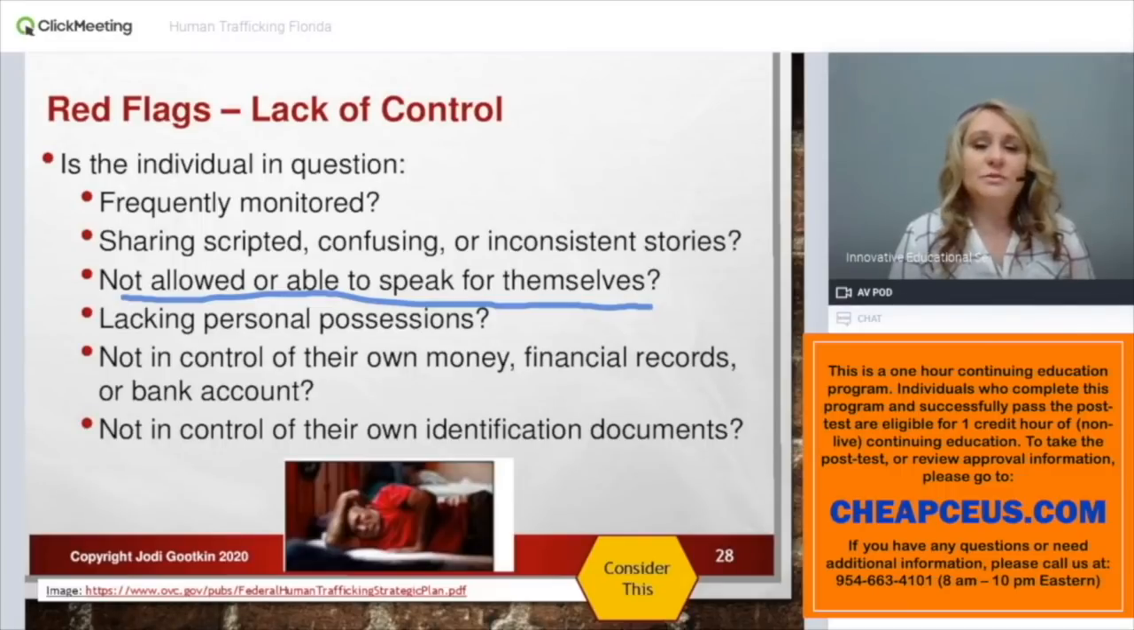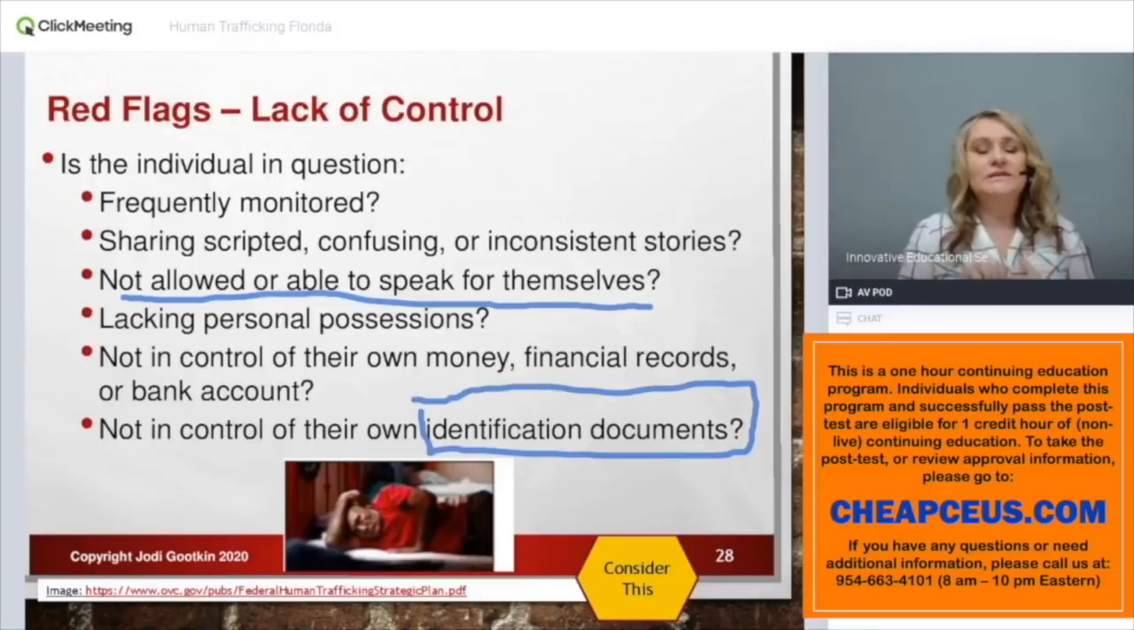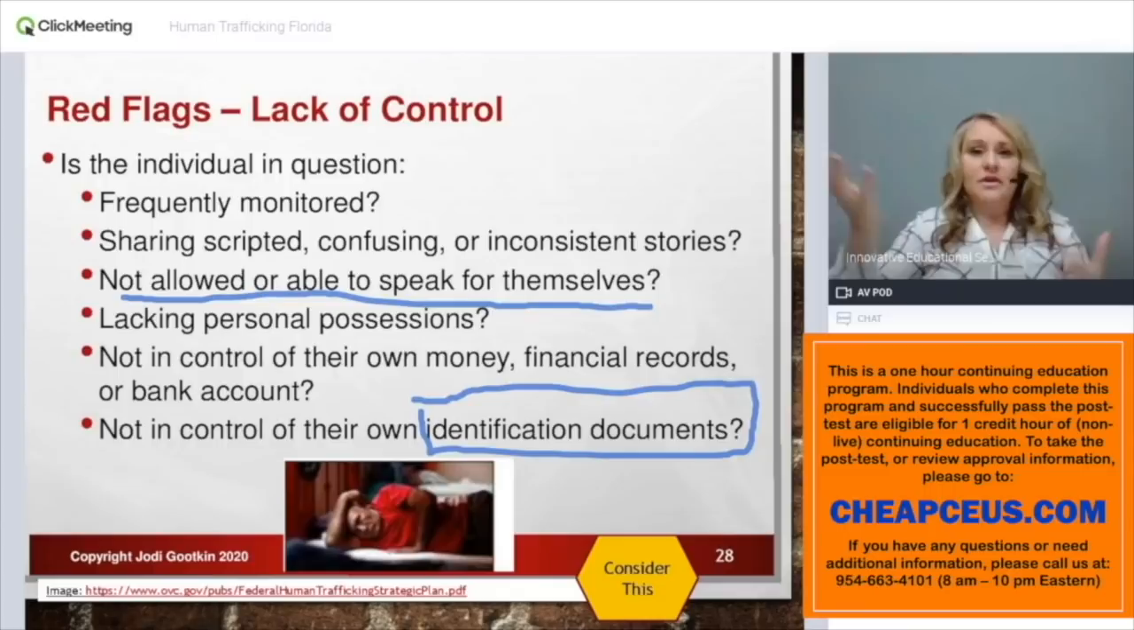Individuals who are lacking personal possessions, maybe they have no cell phone, they have attire that just doesn't fit with the physical environment. It's winter and they're in summer clothes, or they're a child and they're in excessively provocative clothing. We need to be aware of that. And again, an individual who does not have possession of their own identification documents, driver's license, passports, any type of identification, or even their own money, that would be a potential red flag. And all of these we're going to look at together, because each one individually you could make a reason why it's not of concern.